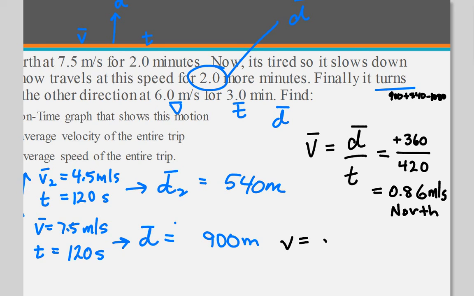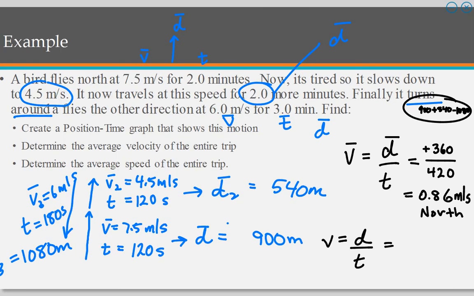And then the speed, this one will use d over t. So it's the exact same calculation, except instead of subtracting 1,080, I will add it. Good. So 540 plus 900 plus 1080 divided by the same amount of time, 420, and I get exactly 6 meters per second. So 2520 over 420 is 6 meters per second. Do I need a direction on that one? No.